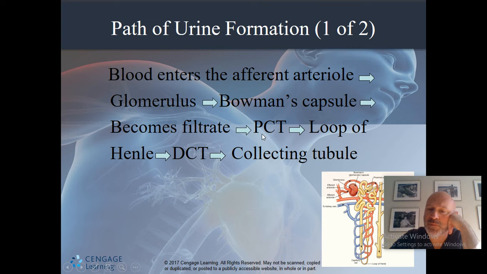And then from the proximal convoluted tubules, remember, it goes down the loop of Henle and back up before it drains through the distal convoluted tubules. It's in the distal convoluted tubules that we have that last minute drop off of larger waste products, things like larger drugs, stuff like that. Until finally, all the filtrate drains into the collecting tubule. Now once inside the collecting tubule, this will be urine.